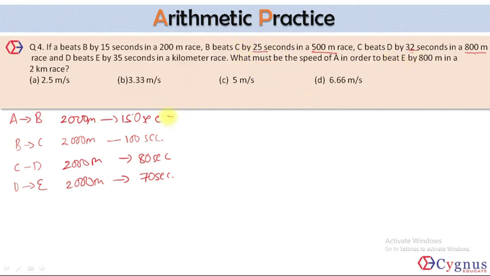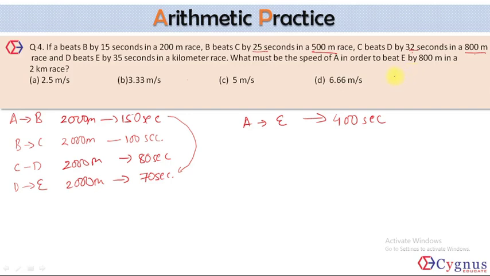If you try to calculate the margin in terms of seconds, what can I say? A beats B by 150 seconds, B beats C by 100, C beats D by 80 and D beats E by 70. So A will beat E by how many seconds? 150 plus 100, 250, 250 plus 150, this becomes 400 seconds. So A can beat E by 400 seconds or he can beat him by 800 meters. These are the two pieces of information given here.